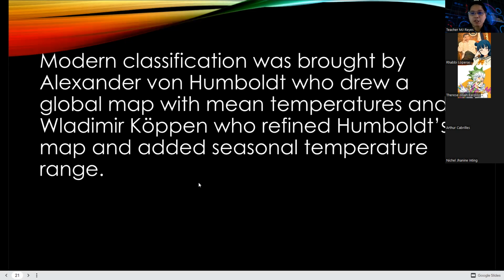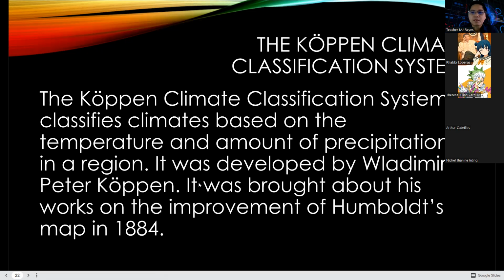Modern classification was brought by Alexander von Humboldt, who drew a global map with the mean temperature, and Vladimir Köppen, who refined the Humboldt's map and added seasonal temperature range. Köppen climate classification. Why do we need to know bits of this? Simply because these are used globally.